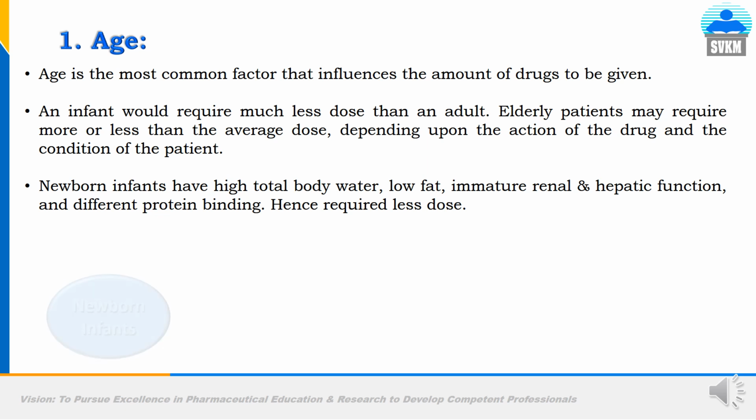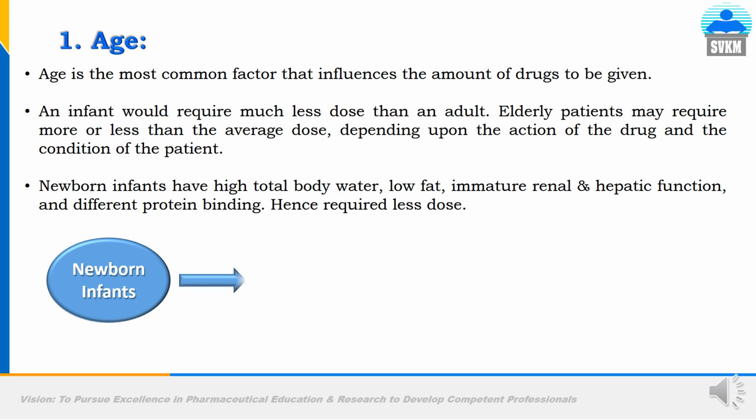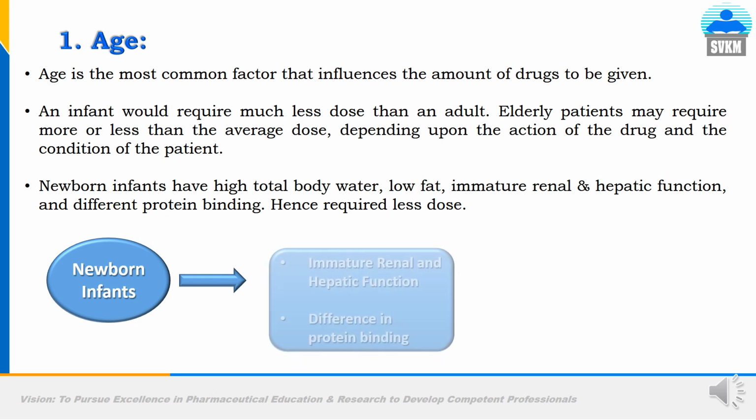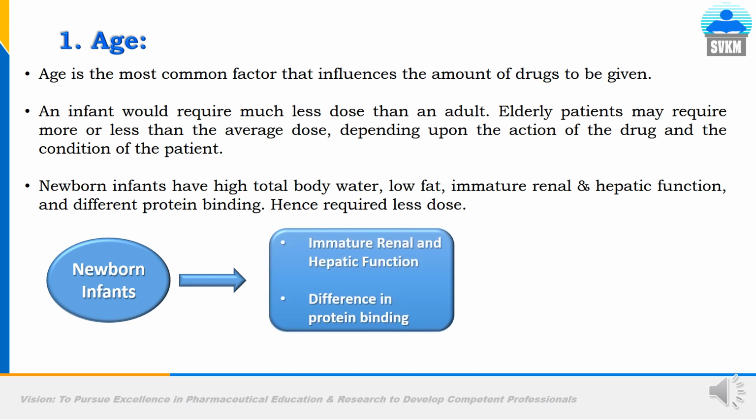As we know, in newborn infants, due to the high total body water, low fat content, immature renal and hepatic functions, and different protein binding, they require a lower dose, because due to the immature renal and hepatic function, the drug is not metabolized easily, and they have a different protein binding. So that is why at a low dose they show the desired or required intended medicinal effect.